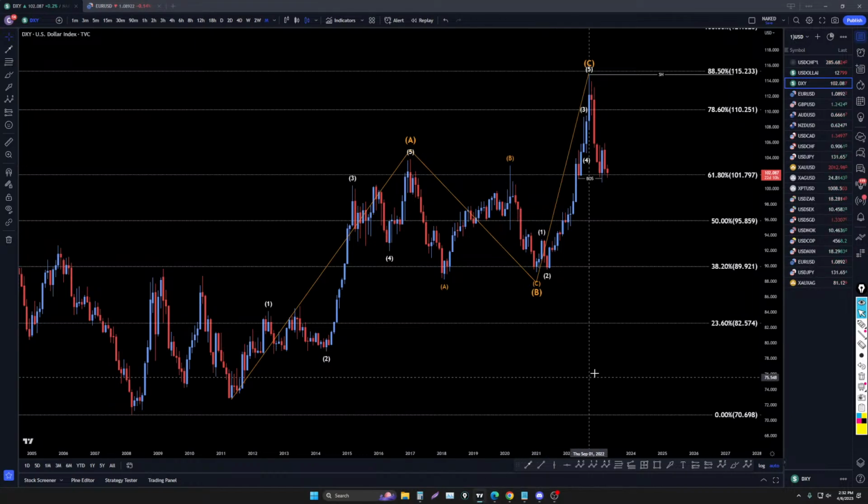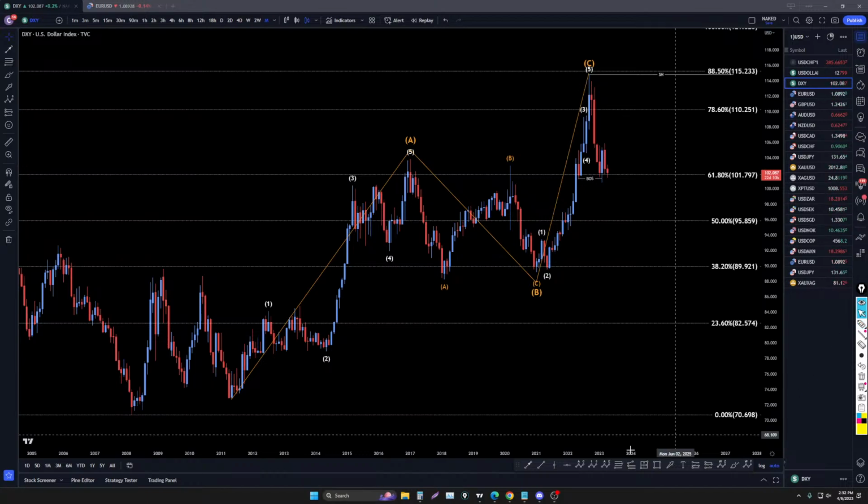So, as usual, we're going to start off on the DXY monthly. Now, we have a few possibilities on the monthly time frame, which I don't really explain in my videos because I don't really have time to explain them in my videos.